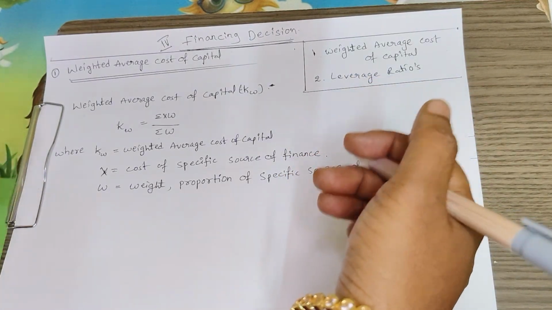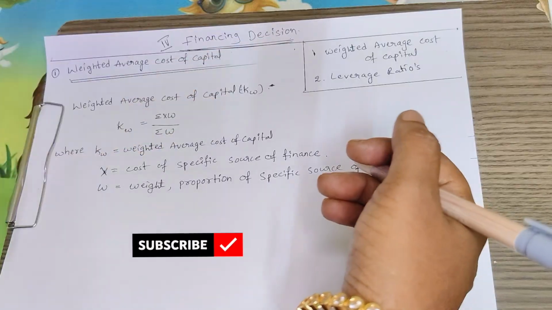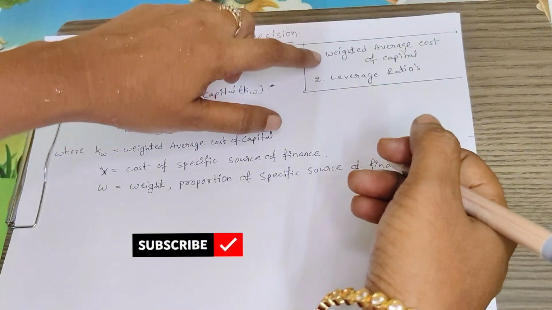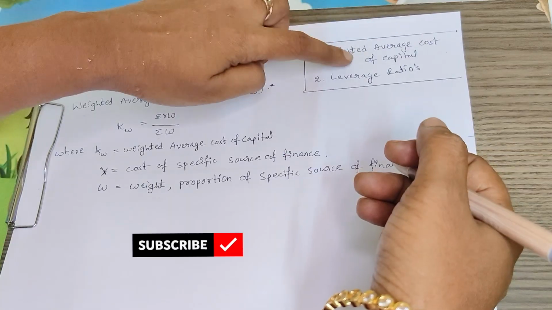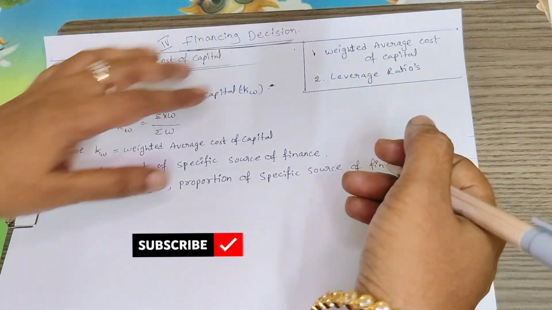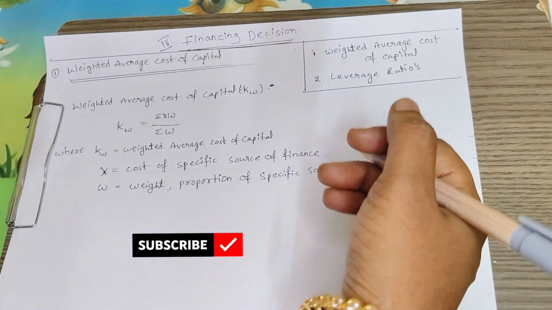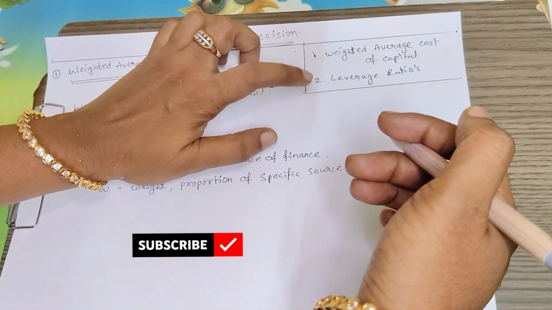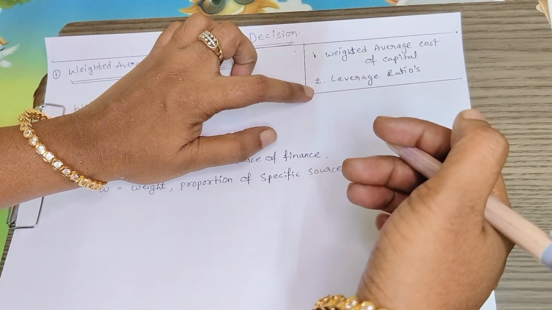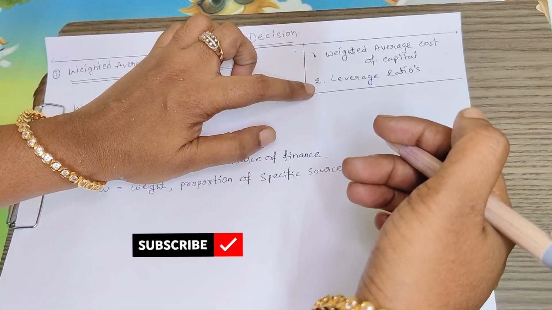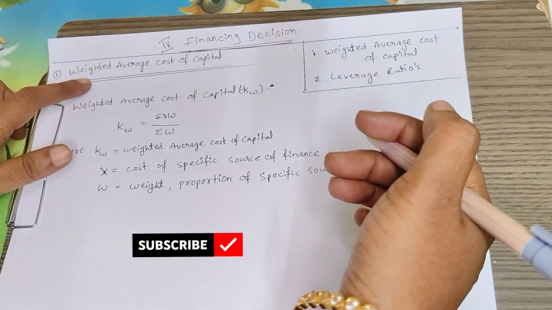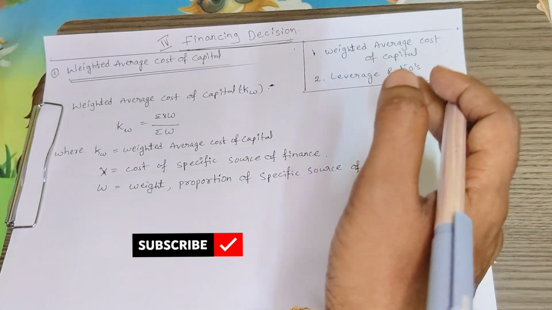Today we will see the 4th unit, financing decisions, under fundamentals of financial management. Under that we have two topics: weighted average cost of capital and leverage ratios. From these two topics you may get a problem in the final exam. Leverage ratios I already uploaded on our channel, and that is given in the description box. Weighted average cost of capital we are discussing today, only the problematic part.